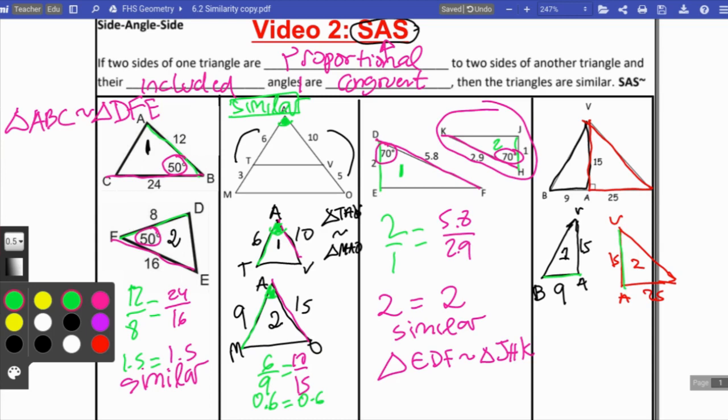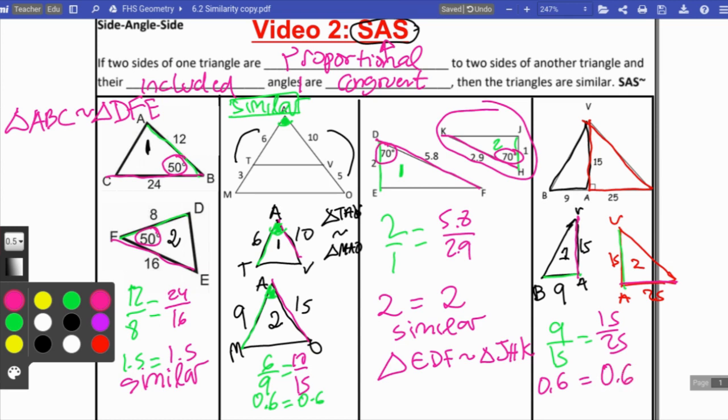So 9 over 15. And then the next one should be the highest one, the 15. What would the 15 go with? The 25? All right, so what does that equal? Let's find out. 9 divided by 15 is 0.6, and then 15 divided by 25 is 0.6. They are still similar. All right, cool.